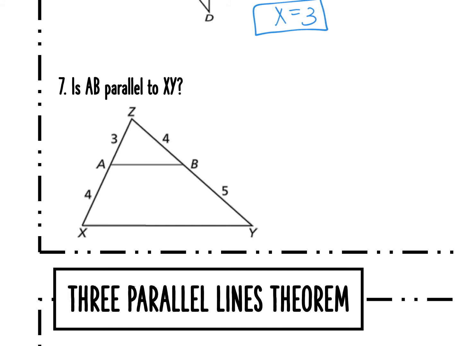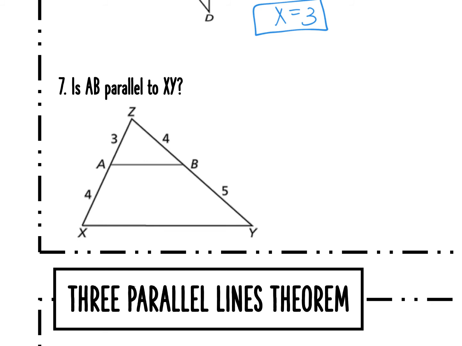All right, on this next question, number 7, it's asking us, is AB parallel to XY? So this is the same concept as what we were doing on the last 2 problems, but this time we're working backwards. If you notice, they gave us all the numbers for the parts of the sides that we need, but they did not tell us that AB and XY are parallel. That's what we are trying to prove.